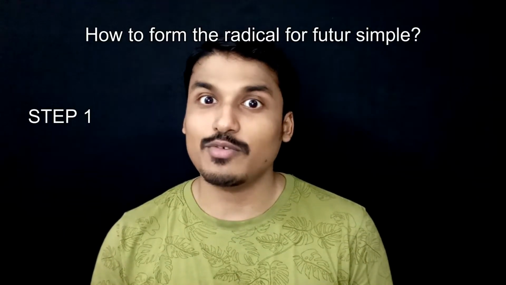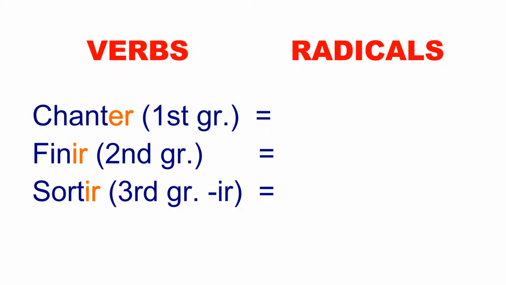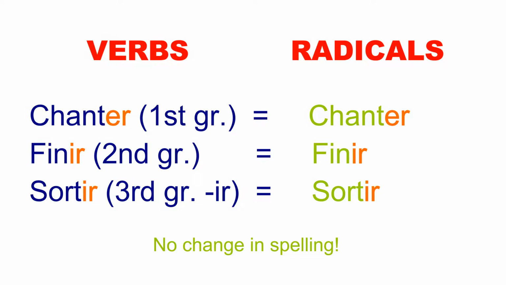How to form a radical for futur simple? Let's check out the first group, second group and third group IR ending verbs. Let's take chanter from first group, finir from second group and sortir from third group. What will be their radical? Chanter, finir and sortir. There's no change at all in the spelling. That's how we will get the radical for any first group verb, any second group verb or any third group verb ending in IR. Just by doing nothing.